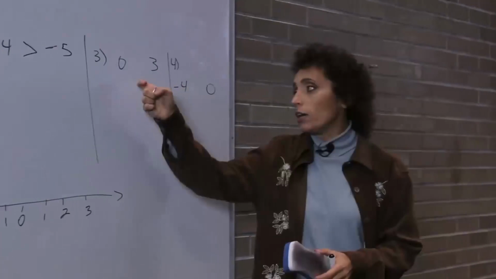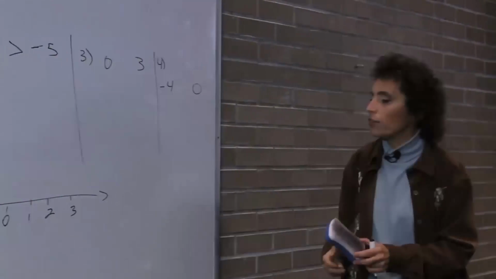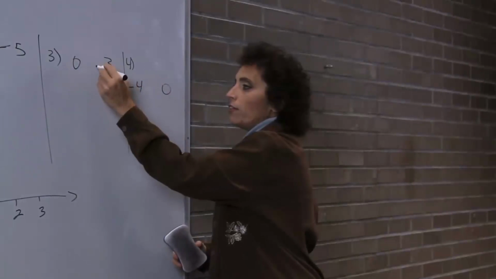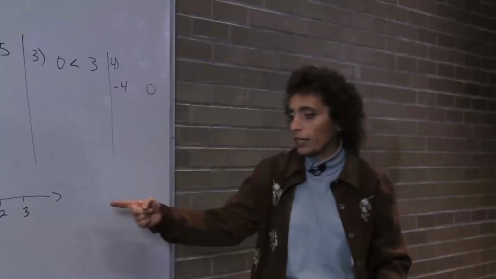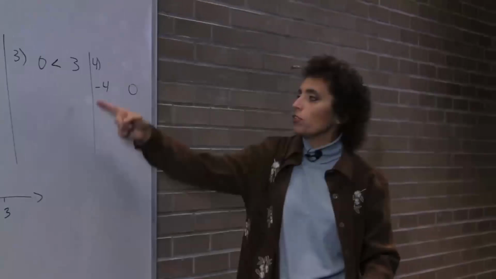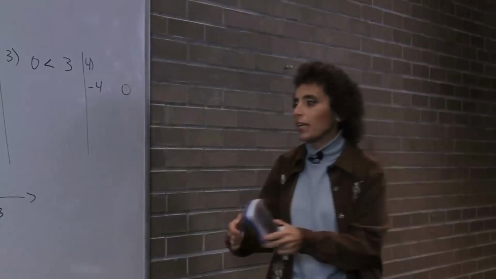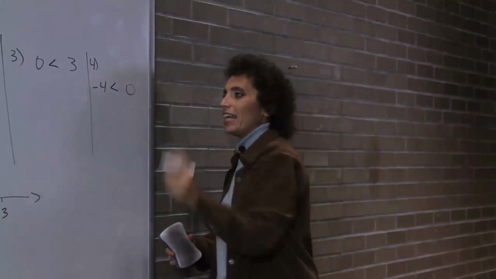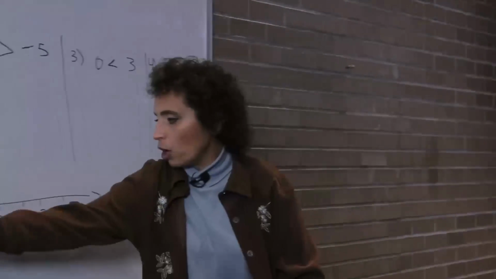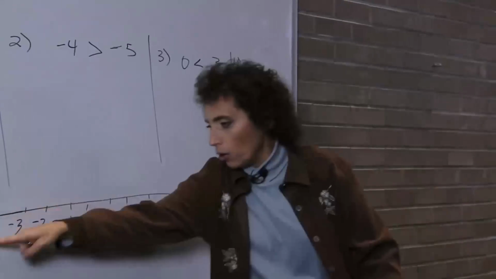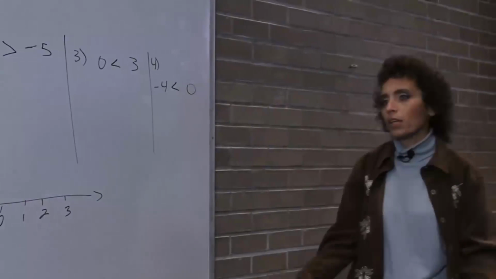0 and 3. Well, that's not really too difficult because there's no negatives here. It only becomes difficult with negatives. 0 and 3, well, obviously 0 is less than 3. And notice you can tell on the number line because 0 is to the left of 3, so it's is less than. Negative 4 and 0, same thing. Negative 4 is less than 0 because negative 4 is to the left of 0. I'm in the hole, okay. So negative 4 is less than 0.